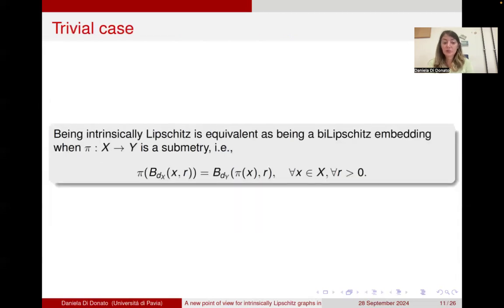Being intrinsically Lipschitz is equivalent to being a bi-Lipschitz embedding when pi from X to Y is a submetry, meaning that it is possible to compare the balls, in the sense that pi of the ball with center x is equal to the ball with center pi(x), for all x belonging to X.